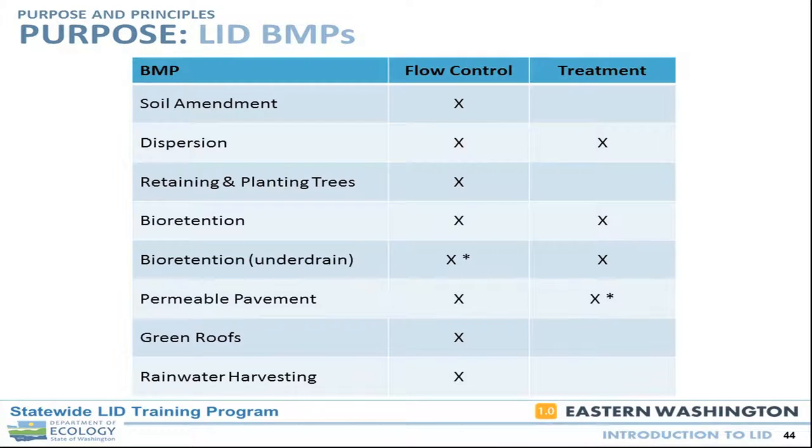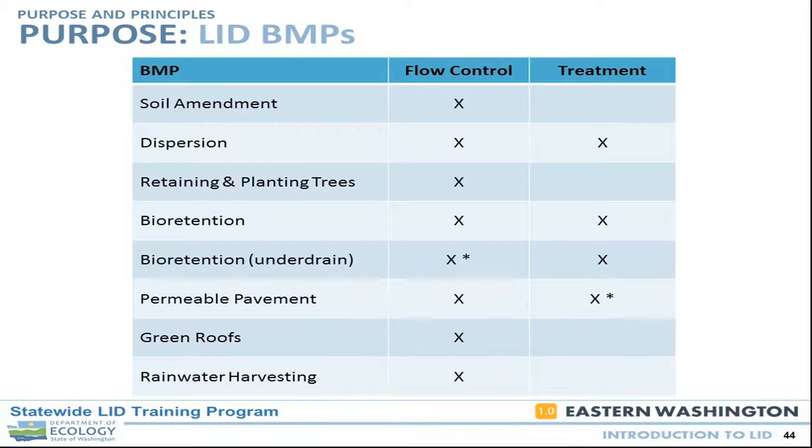The asterisk here on the bioretention with an underdrain, it's more of an advanced topic, but the idea is that if you have an underdrain, typically if it's underdrained to the bottom of the facility, it kind of short circuits a lot of that flow control benefit. But there are techniques with an underdrain where you can elevate it and still provide some flow control benefit. So that's what that asterisk is. It depends on your design and your configuration of how that underdrain works.